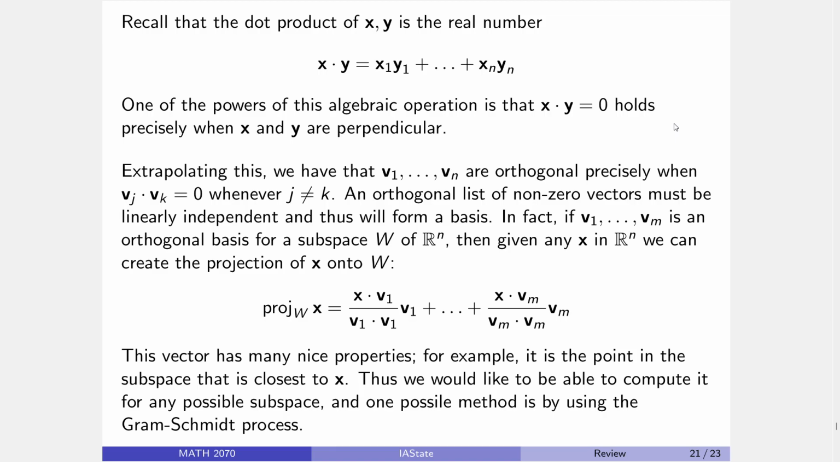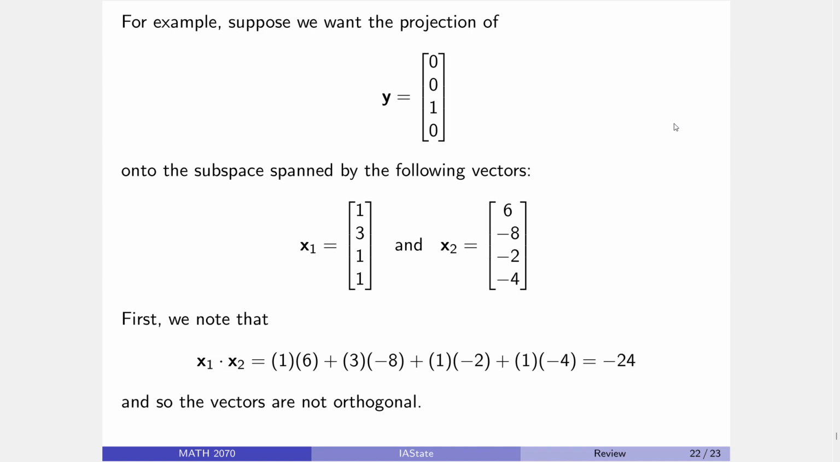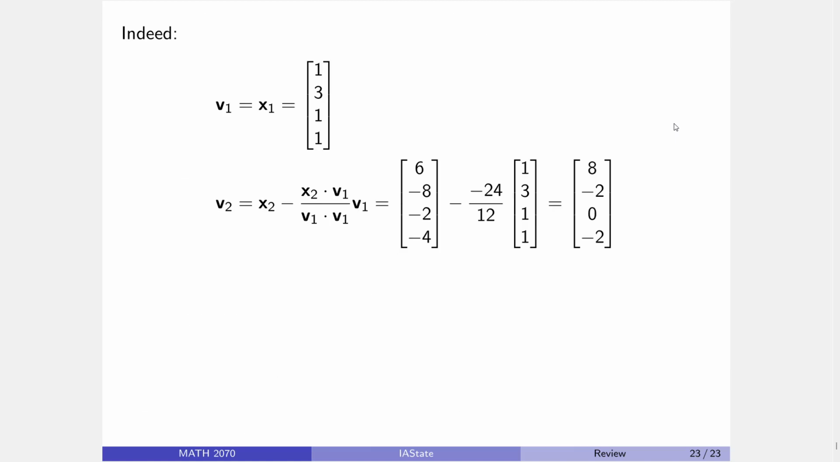Alright, well, let's wrap things up by figuring out the projection of the vector 0, 0, 1, 0 onto the subspace spanned by the following two vectors. Alright, note that the dot product of these vectors is not 0, so these vectors are not orthogonal, so I cannot just simply compute the projection right away. I need to perform the Gram-Schmidt process to turn them into an orthogonal set that has the same span, and thus will be a basis for the subspace. Alright, now there's only two here, so nothing too crazy. We just get our v1, which has to be x1.